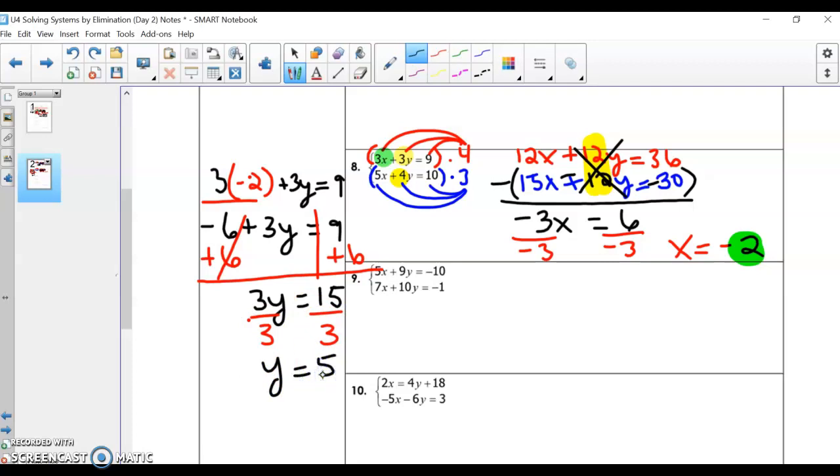And again, you have to write these as an ordered pair. So you're going to write parentheses, negative 2, comma, 5, parentheses. There's your answer, and we're going to call it a day.